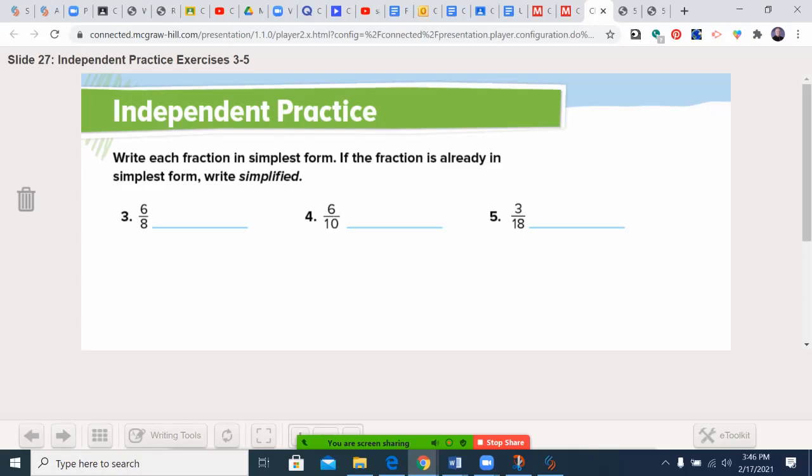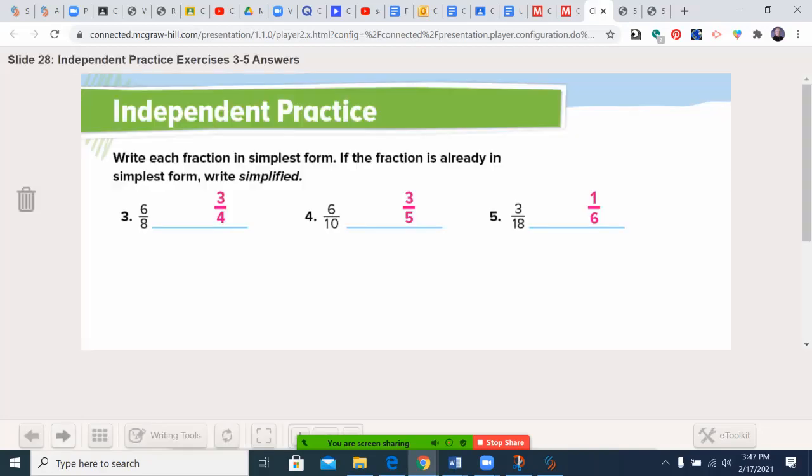Once I tell you to, you're going to pause the video. You're going to find the simplest form of 6/8, 6/10, and 3/18. If the fraction is already in simplest form, write simplified. I'll give you a hint. None of these 3 are already in simplest form. Also keep in mind, if you hear the word simplest form, sometimes other publications will call it lowest terms. I want you to know both terms. All right, so go ahead and pause the video. I'll see how you did.